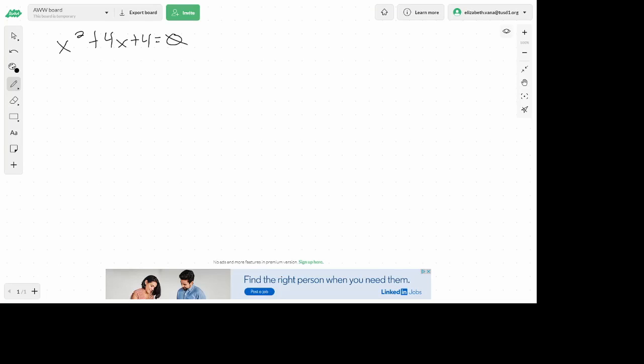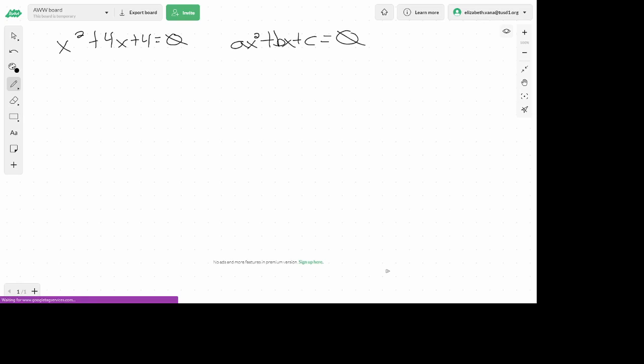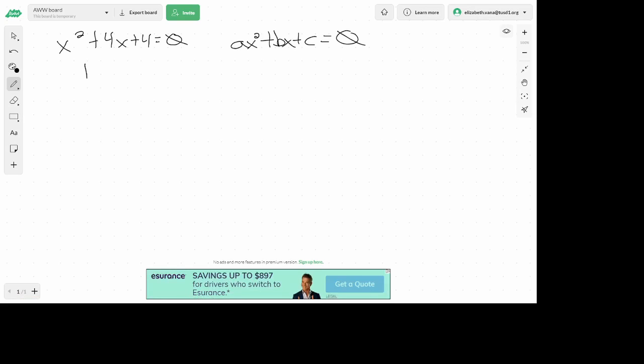So let's look at some examples on using the discriminant to determine how many solutions there are for a quadratic equation. Just like with the quadratic formula, you need this to be in standard form before we do anything with it. And again, standard form is ax squared plus bx plus c equals 0. And again, for the discriminant, we're only using the b squared minus 4ac part of the quadratic formula. So first we need to identify what is our a, what is our b, what is our c before we can plug in those numbers.